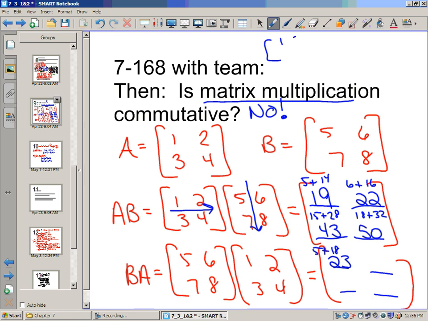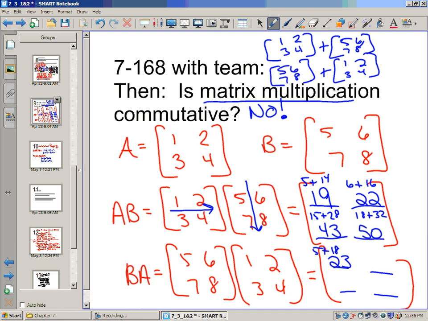How about matrix addition? Is 1, 2, 3, 4 plus 5, 6, 7, 8 the same as 5, 6, 7, 8 plus 1, 2, 3, 4? Yeah, that's just addition, so that one works. But matrix multiplication, the first time in your life that you've seen something that's not commutative, and that's matrices multiplication. Order matters. The order that you multiply them in matters. That's what that means.